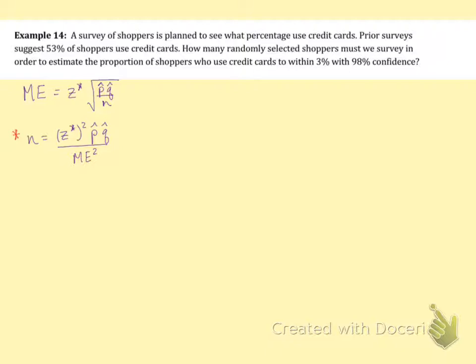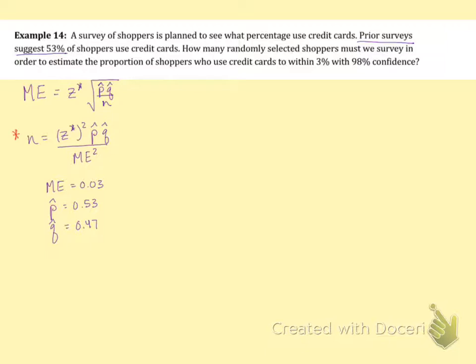So we're told the margin of error. We know that the margin of error is 3% or 0.03. We know an approximate p hat because prior surveys have given a proportion of 53%. So that's what we're going to use for the p hat. So this is going to be 0.53. And then remember that q hat is the complement of this, or 1 minus p hat. So 1 minus 0.53 is 0.47.